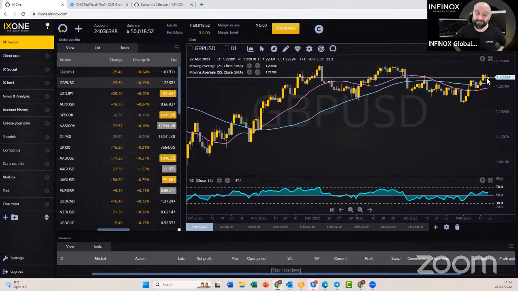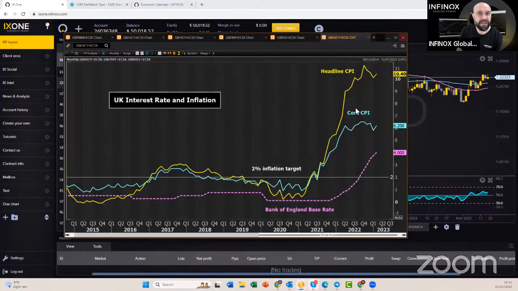Inflation for the UK came in above expectations today. Where is my UK inflation chart? Here we see inflation started to tick higher again. Inflation fell in January, ticked back higher in Feb. Now the problem is that the Bank of England has still got to cope with this number at the top, this double-digit inflation on the headline.